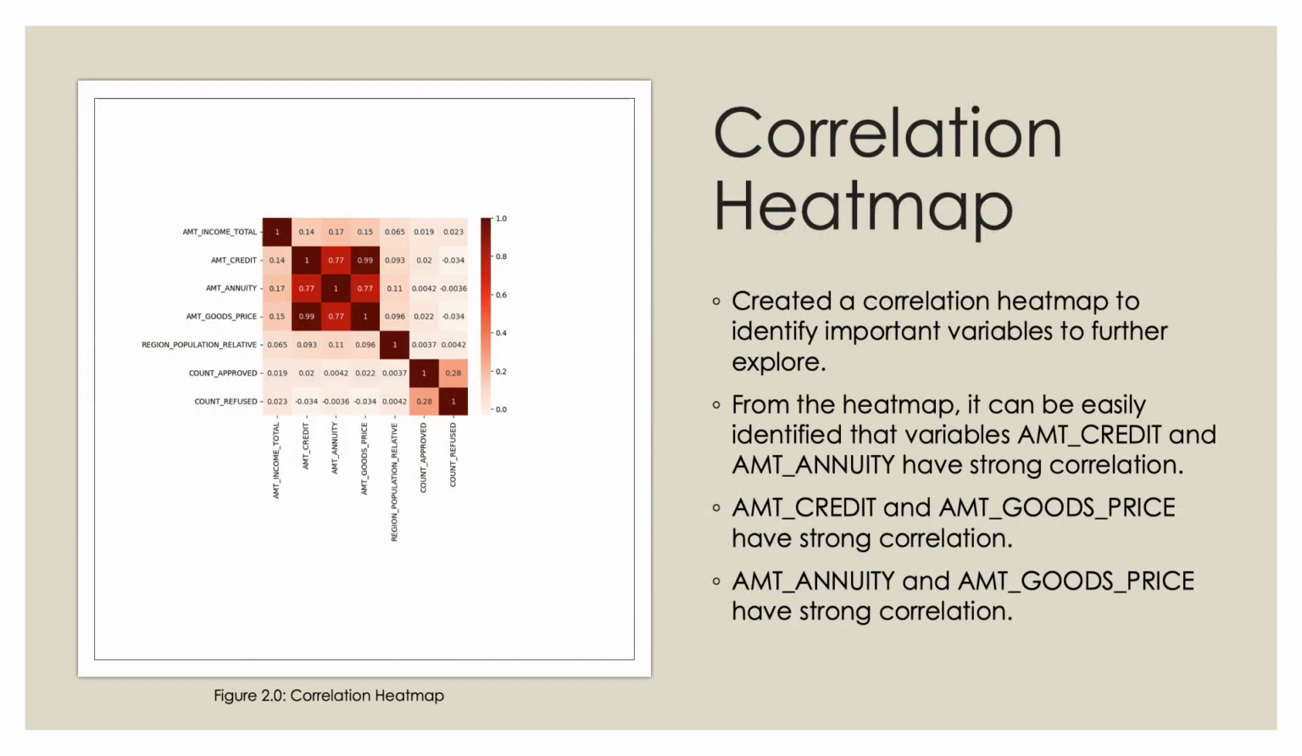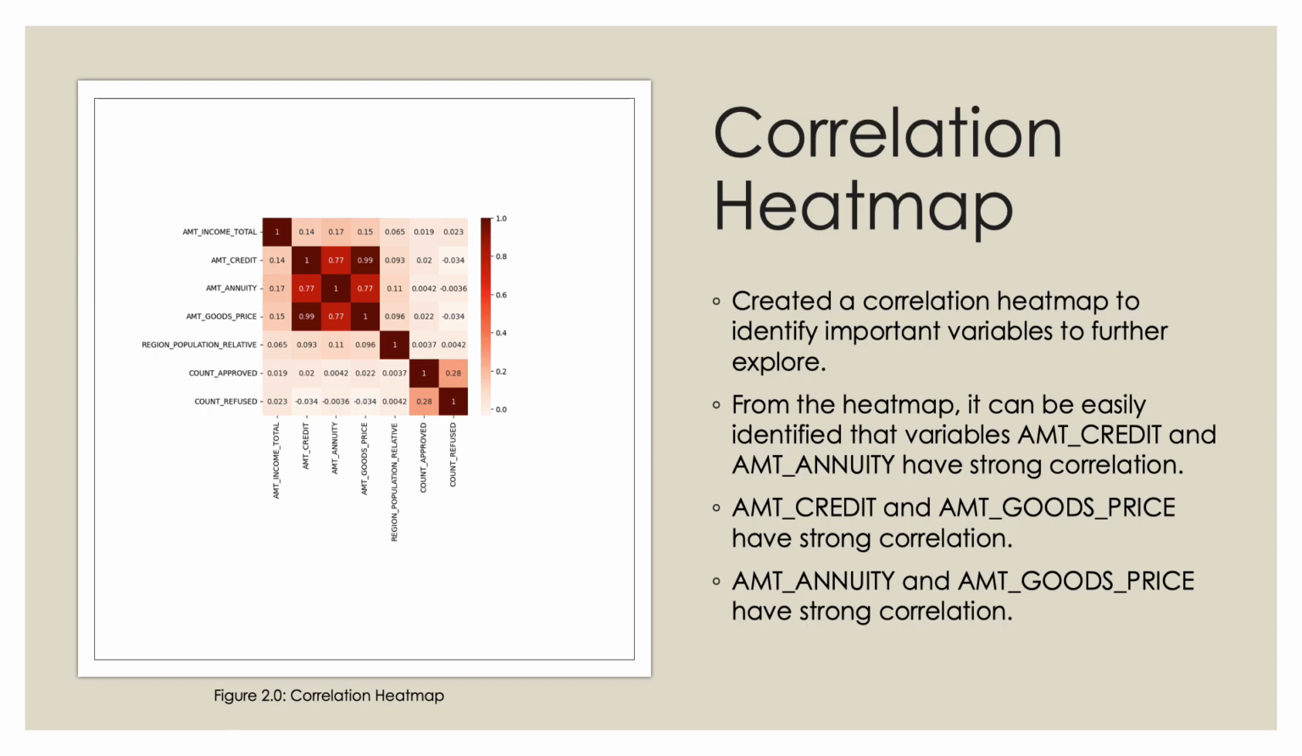Yeah, so the very first thing I did was create a correlation heat map to identify important variables in the data set that I would focus on. From the data set, you can easily see that the credit, which is basically the loans that the company would give to clients, had a very high correlation with the annuity. The annuity is just the monthly installment payment plan that the client will have to pay after getting the loan. And it makes so much sense.